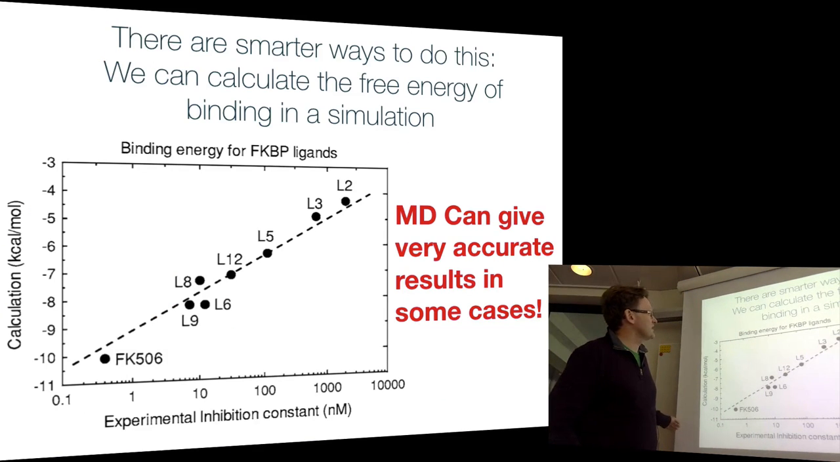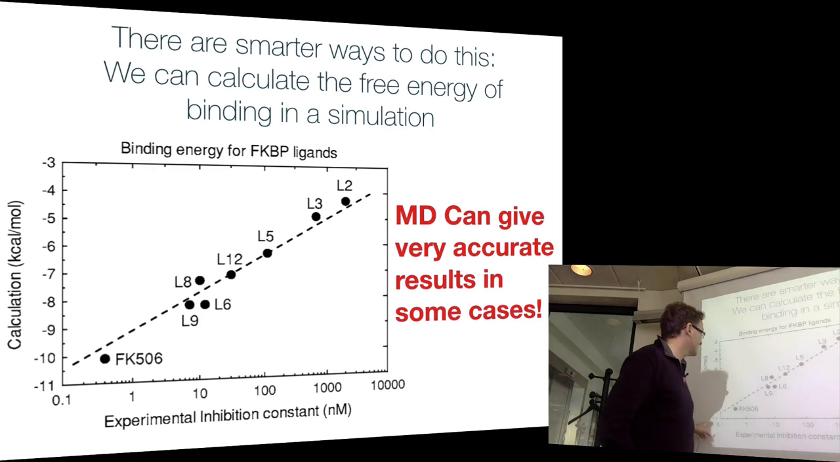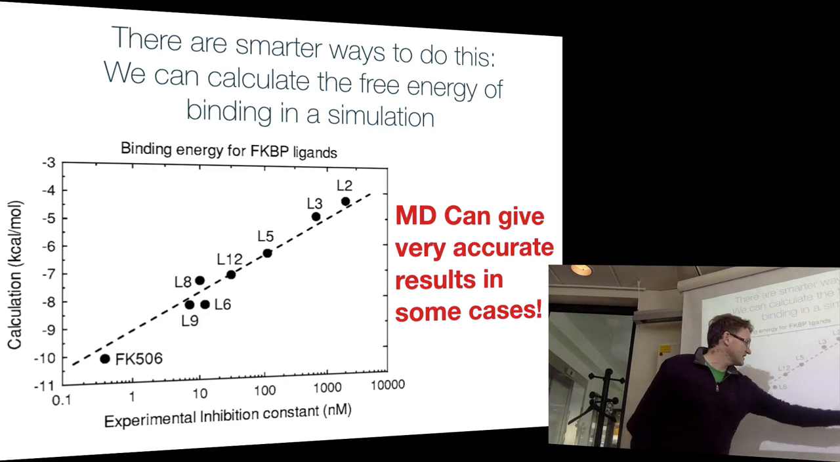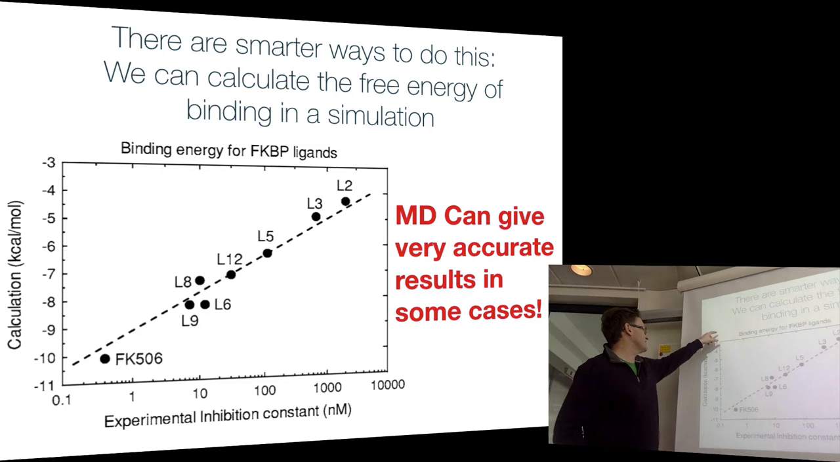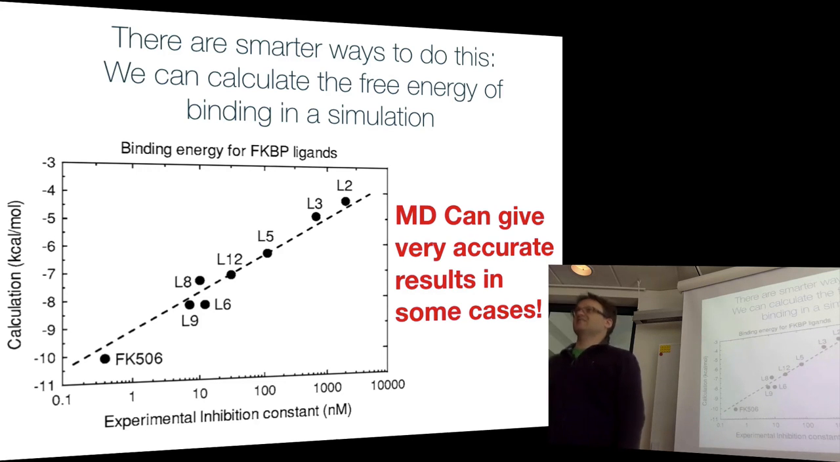This is a protein called FK501 binding protein, doesn't matter what it does. Experimental inhibition constants, calculated ones. So the error here is less than half a kilocalorie per mole. You can predict binding. Each of these simulations might take you a day or something. There are some very large pharmaceutical companies in the world, and I can't tell you which ones they are, but using some of the largest supercomputers in the world and trying to explore this. This is still on the research level.